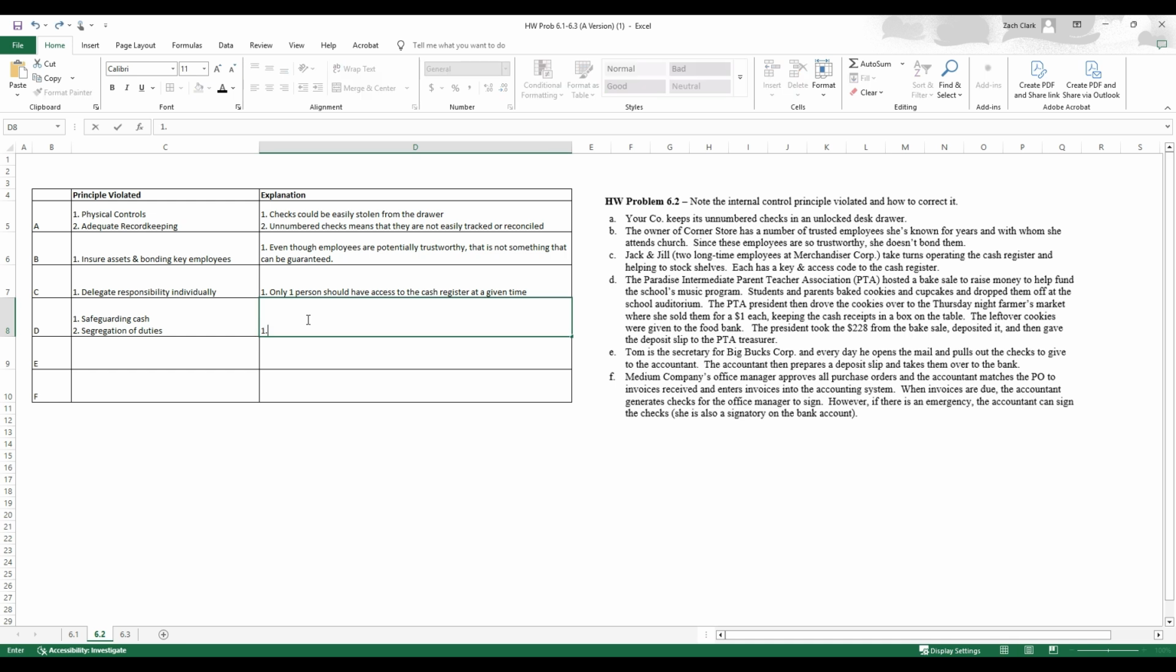So the first violation is that the cash receipts were kept in a box, unlocked. Let's put a question mark, on the table. So somebody could have come along and grabbed the cash box, or it's just not really secured as well as it could be, not safeguarded as well.